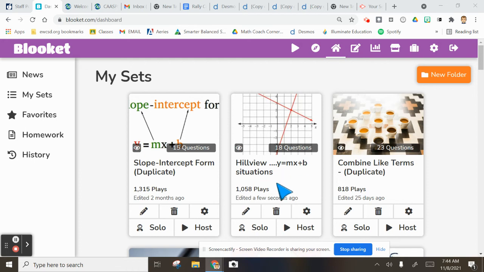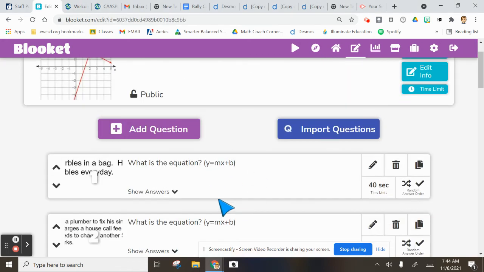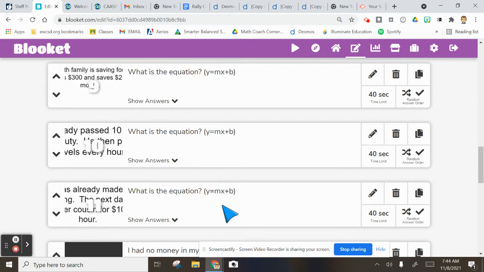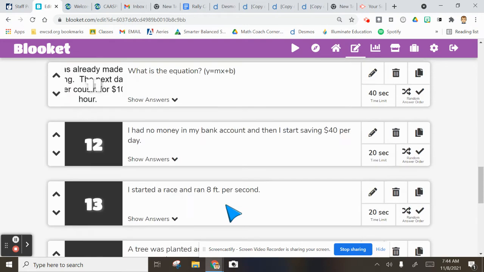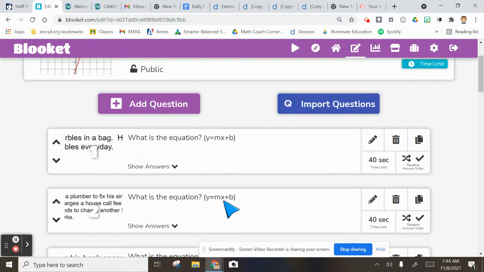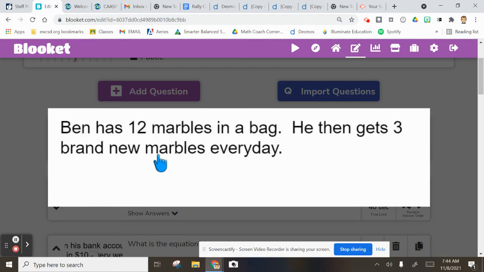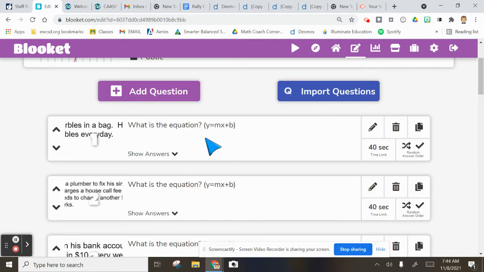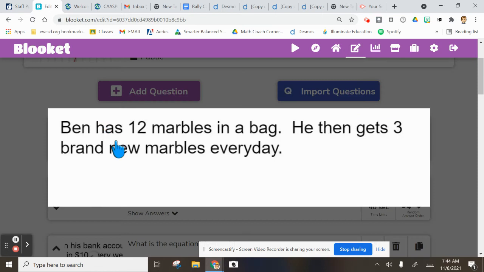So the Blooket I took time on to do is going to be on situations. We're going to look through it before I actually give it to you. As you look through these questions, I really want you to be able to read them and decipher what's going on. So the first one I'm going to look at. If you click on these images, it'll make them larger. Ben has 12 marbles in a bag. He then gets 3 brand new marbles every day.